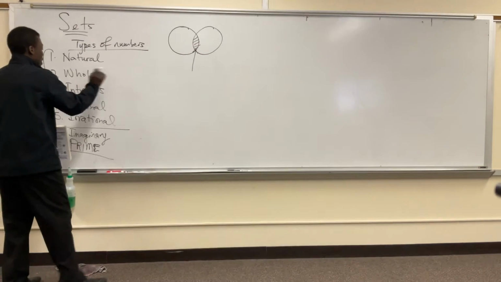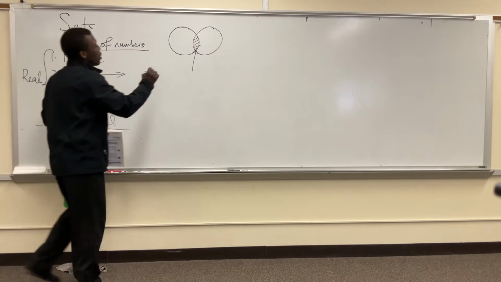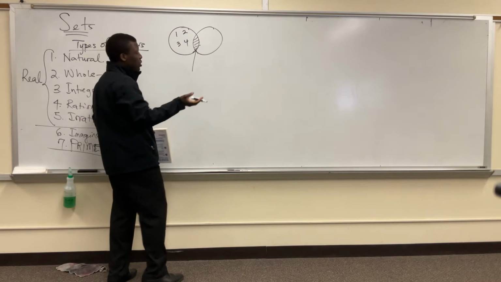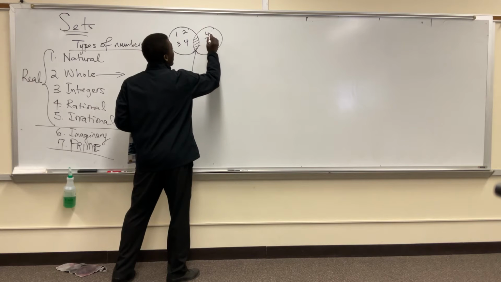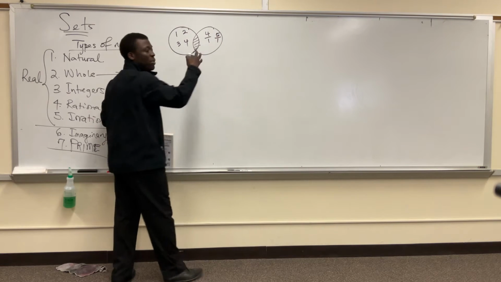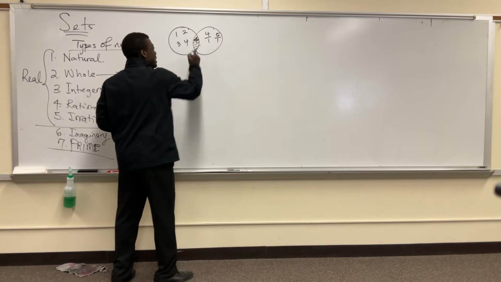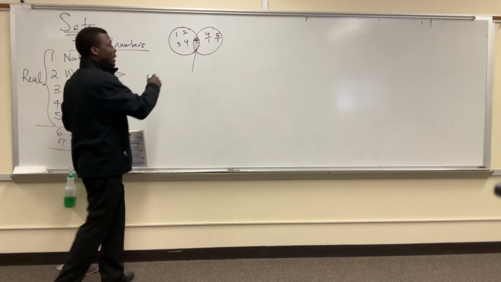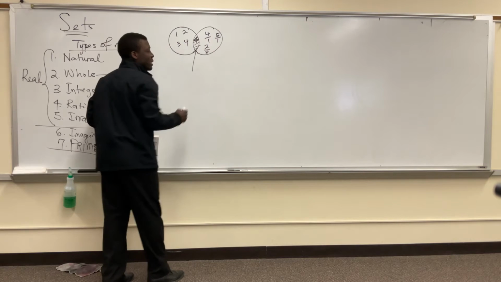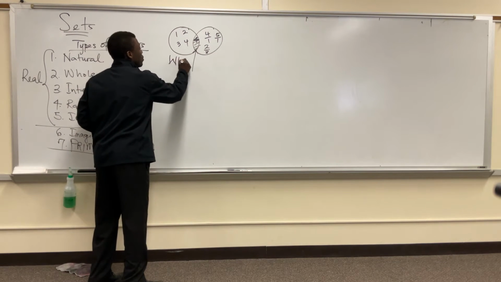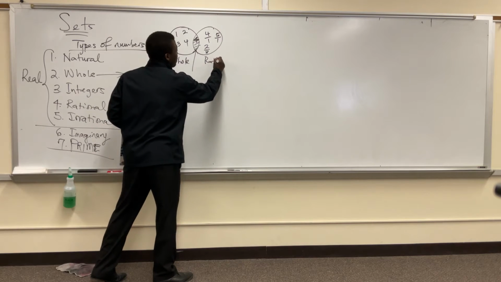So for example, whole numbers are numbers like 1, 2, 3, 4. And then you take rational numbers like 4 over 1, 5 over 1; anything that can be written as a fraction is a rational number. They share 4, right? That's in the intersection of both of them. But they don't share 2 over 3. That's a rational number, but it's not a whole number, right? So this will be whole, this will be rational.